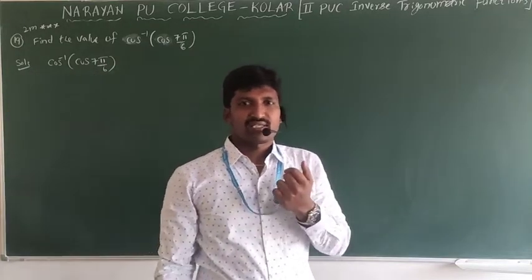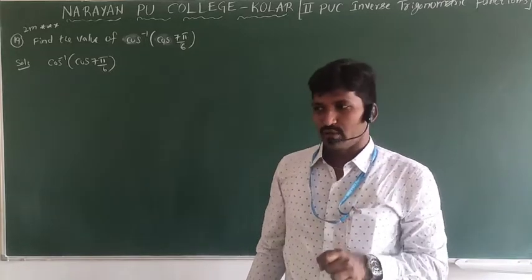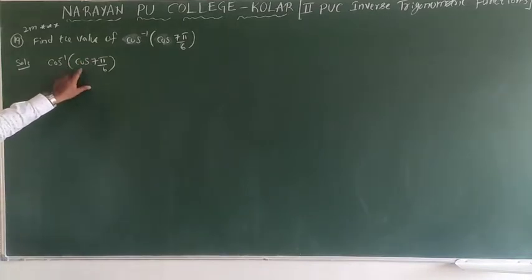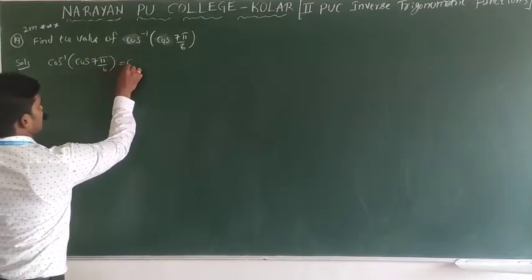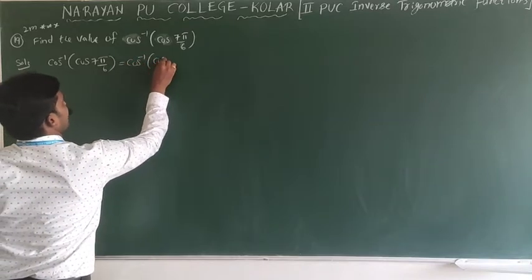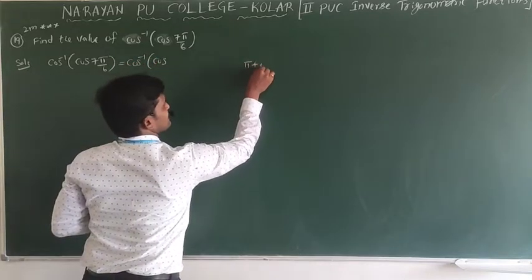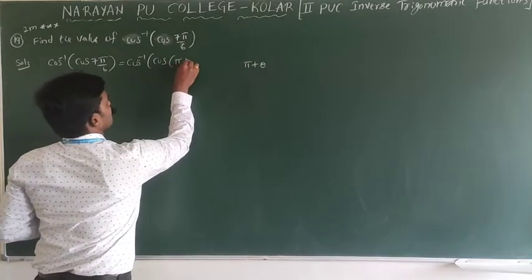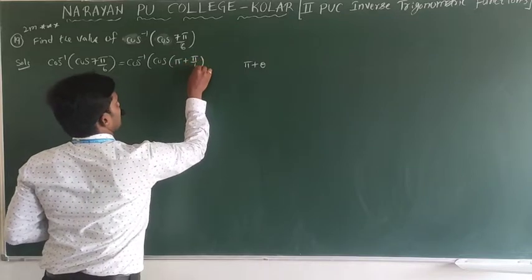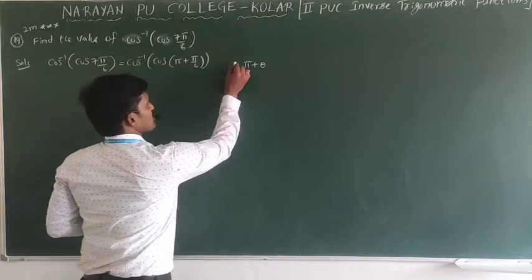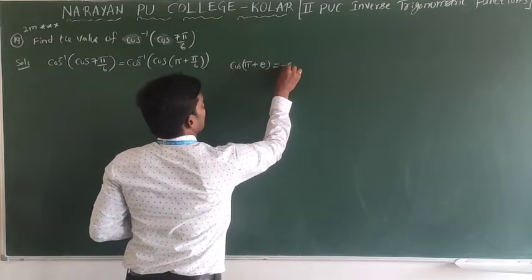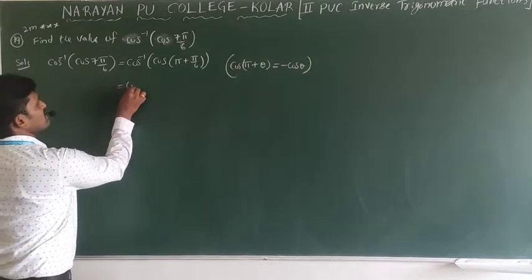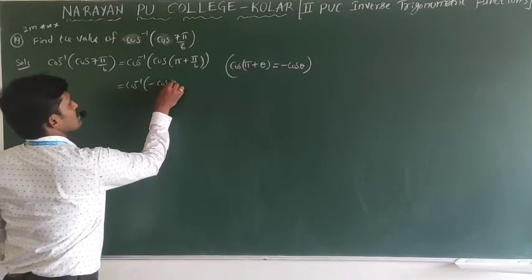But actually, what is the range of cos inverse? Closed interval 0 to pi. That means 0 to 180. It is not in the range to cancel out and simplify cos and cos inverse. We need to reduce this angle. In the third quadrant, we can write the angle in the form of pi plus theta. So here cos of, I am writing this 7 pi by 6 like this, pi plus pi by 6. But actually cos of pi plus theta, what do you get? Minus cos theta. Here cos inverse of minus cos pi by 6.